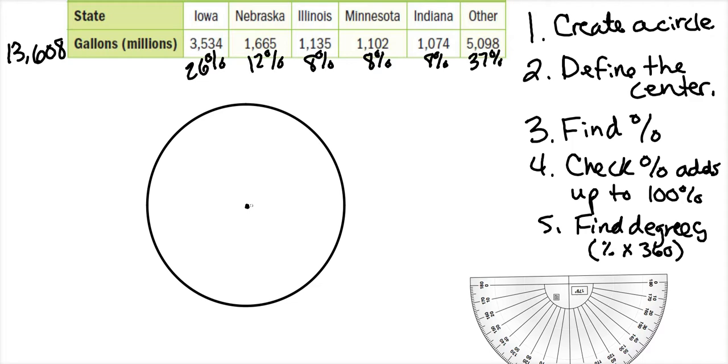Okay? So your percent is your state divided by 13,608. Your state divided by 13,608.